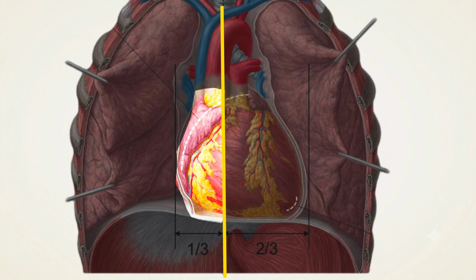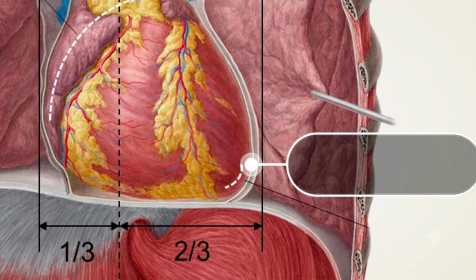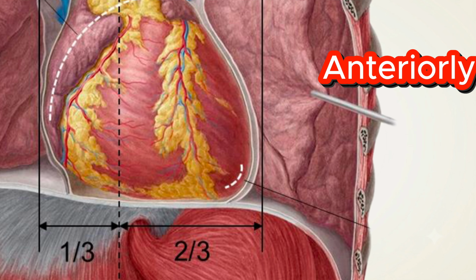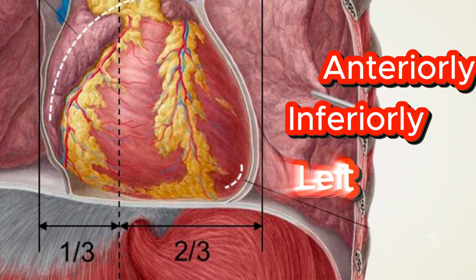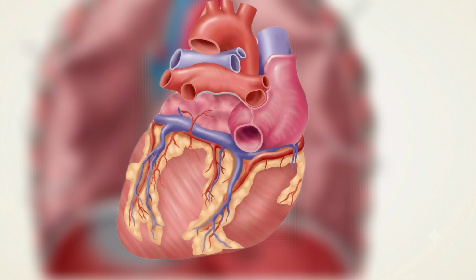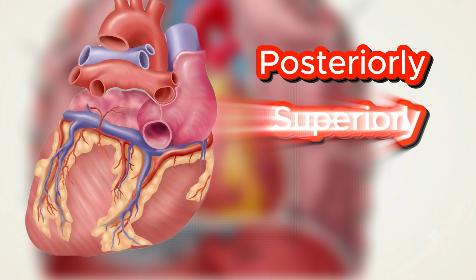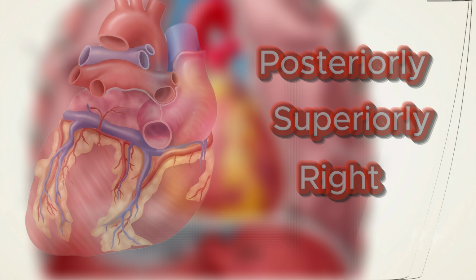positioned to the right. The heart's apex is directed anteriorly, inferiorly, and to the left, while the heart's base faces posteriorly, superiorly, and to the right.